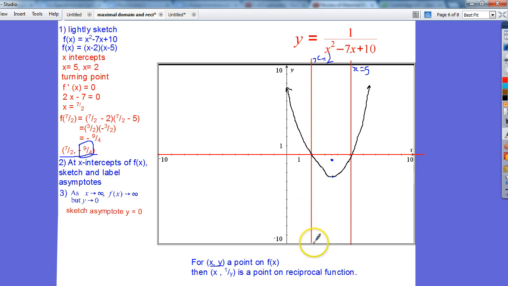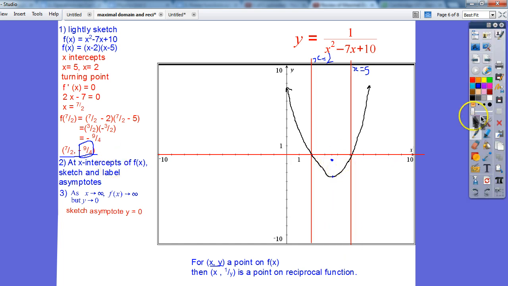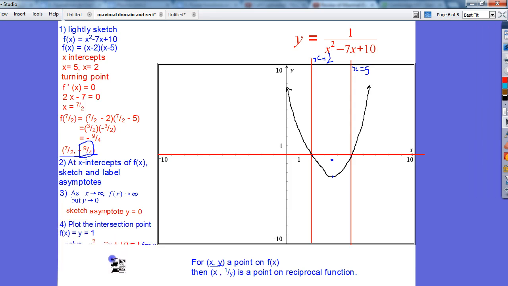Okay, and you'll also see that the reciprocal function will look a little bit like that. Turn there and then down. But let's get some more information before we start sketching this thing. This is an important thing to consider. Let's plot the intersection point.